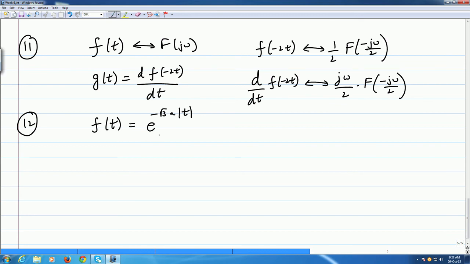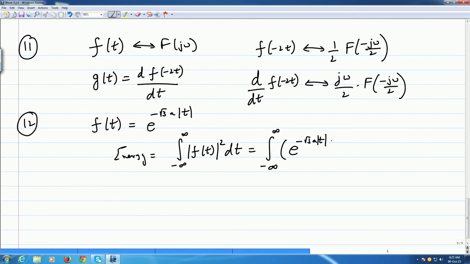So, you have f of t is e power minus root 3a mod t. This is actually quite easy to do in time domain itself. So, if you want to find energy, this is going to be integral minus infinity to infinity mod f of t squared dt, and this you can write as integral minus infinity to infinity of e power minus root 3 a absolute value of t whole square.